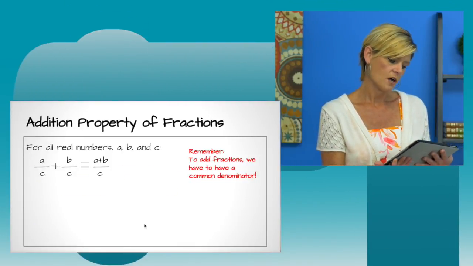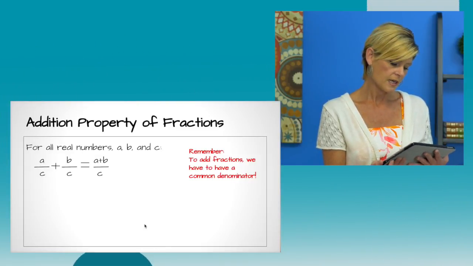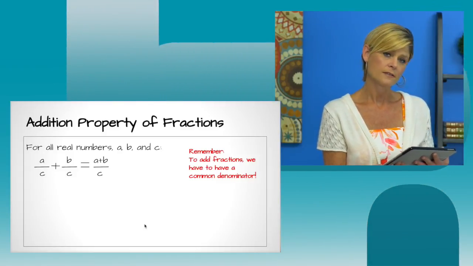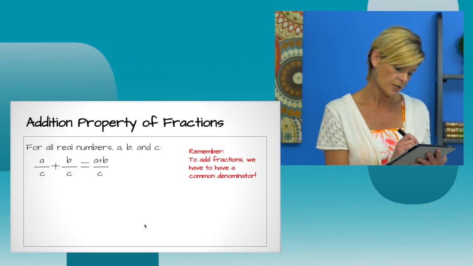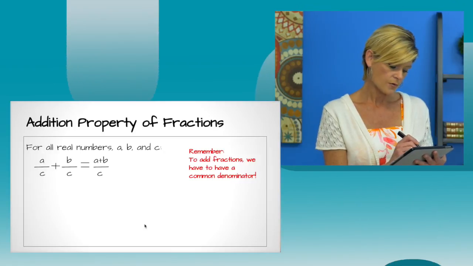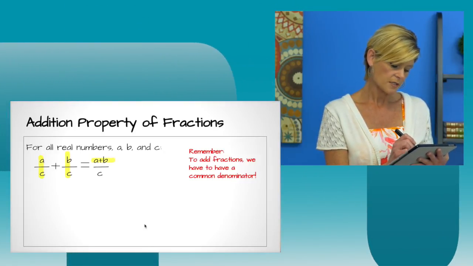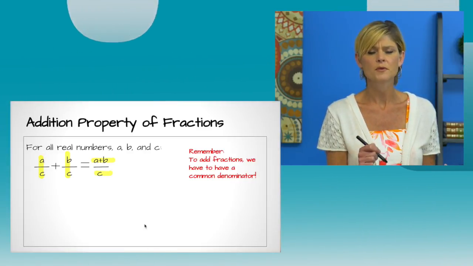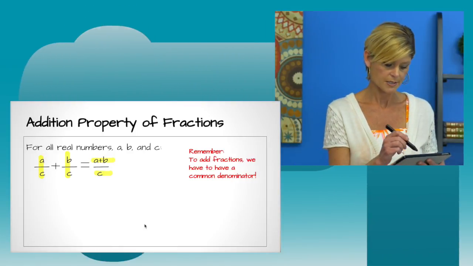Okay, I also wanted to talk about the addition property of fractions. Essentially, this is just showing you visually that when we're adding fractions, we absolutely have to have a common denominator. Assuming A, B, and C are all real numbers, A over C plus B over C will equal A plus B over C. So essentially, you need to remember when you're adding and subtracting fractions, you have to have that common denominator.